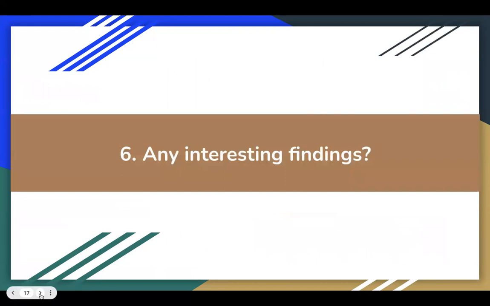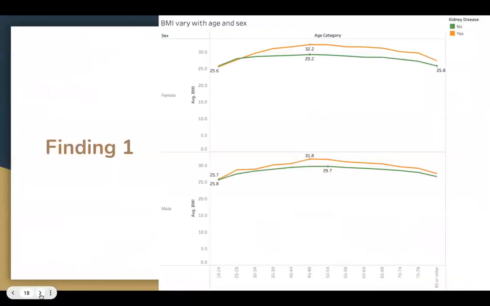We also have some interesting findings. I conducted some other analysis to get more observations. Now we can look at this graph. Orange means people with heart disease and green means people without.